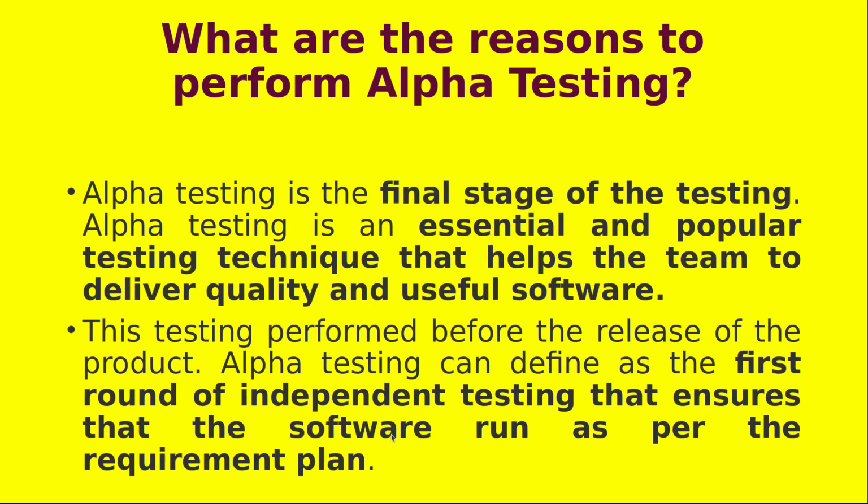That means the developer can monitor and record the user experience. This is the final stage of testing, because we have already done the basic testing: first unit testing, integration testing, and system testing. After completion of these, we move to acceptance testing. After developing this product, it will move to beta testing, which happens at the customer site. So the first round of independent testing ensures that the software runs as per the requirement plan.